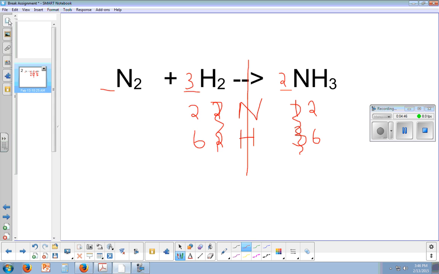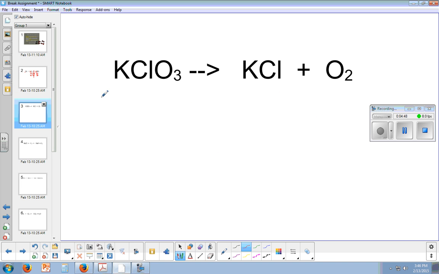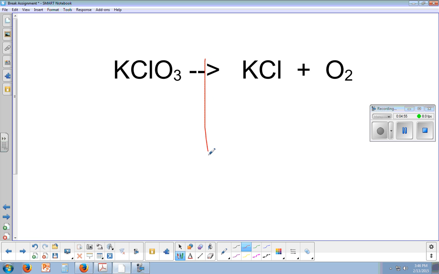So let's try another one. The next problem is KClO3 produces KCl and oxygen. So let's put our line right down the center, or in this case, it's not the center. You're going to put it down the arrow. And we're going to take our count. So I'm going to write out the elements I have. And you're always going to have the same elements on both sides, or it's not going to be written right in the first place. So we wouldn't be able to balance it.